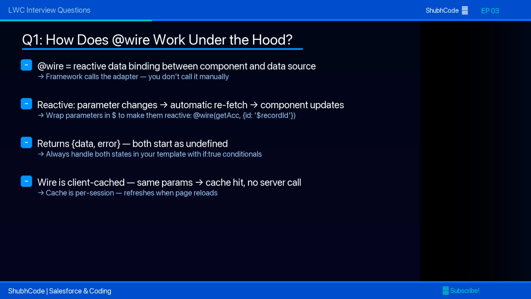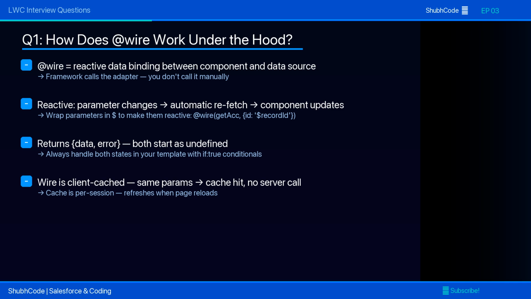This is the deep dive wire question. Most candidates can use @wire but can't explain how it actually works. Here's the answer. The @wire decorator is a reactive service. It connects your component to a data source, usually an Apex method or an LDS wire adapter. When you decorate a property or function with @wire, the framework calls the wire adapter and provisions data to your component. The critical word is reactive. If any of the parameters you pass to the @wire adapter change, the wire service automatically re-invokes the adapter and your component gets fresh data.